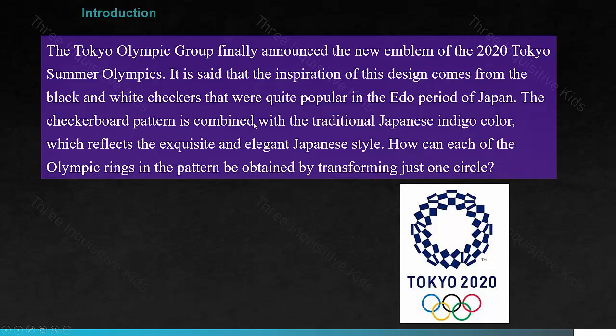You learned a lot of history as well. Right now the question is asking you, how can each of the Olympic rings in the pattern be obtained by transforming just one circle? So you have to choose just one circle and see if you can transform that to make the rest of the Olympic rings.